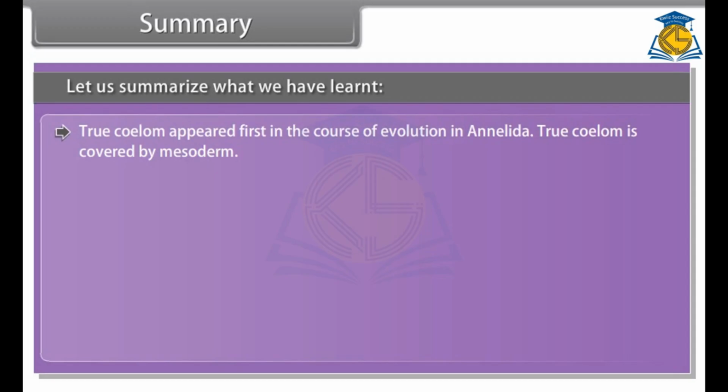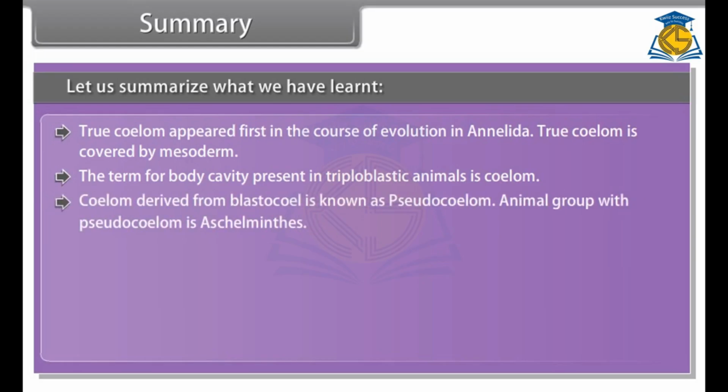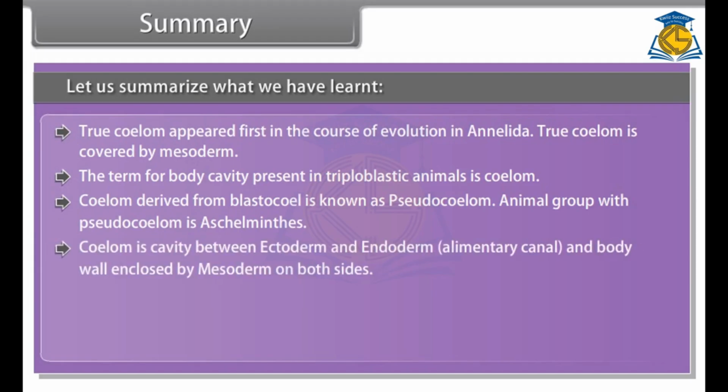True coelom is covered by mesoderm. The term for body cavity present in triploblastic animals is coelom. Coelom, derived from blastocoel, is known as pseudocoelom. Animal group with pseudocoelom is Aschelminthes. Coelom is cavity between ectoderm and endoderm, that is, alimentary canal, and body wall enclosed by mesoderm on both sides. Coelom produced by splitting of mesoderm is schizocoel.